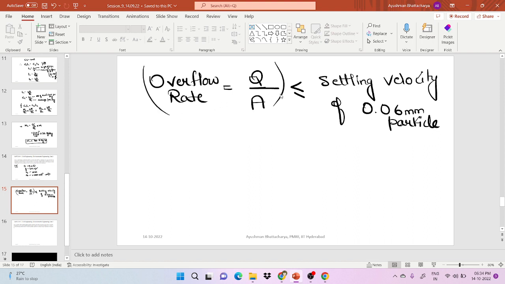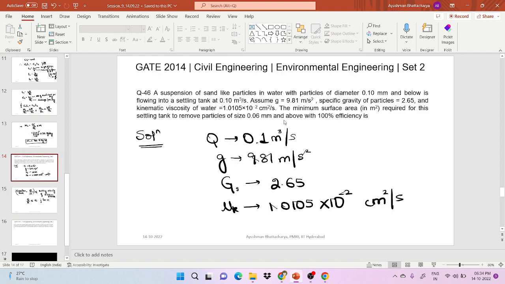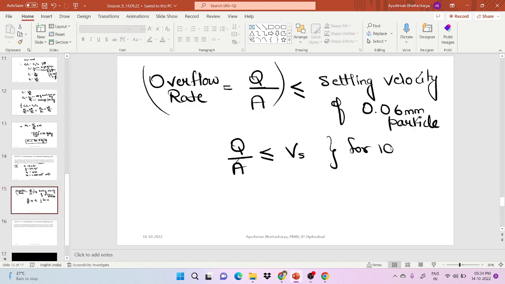So overflow rate should be less than or equal to the settling velocity of the particle, and overflow rate is equal to Q by A. So Q by A is less than or equal to settling velocity. So for 100% removal, as the question mentions, with 100% efficiency, overflow rate should be less than settling velocity. Now we have to first find the settling velocity.